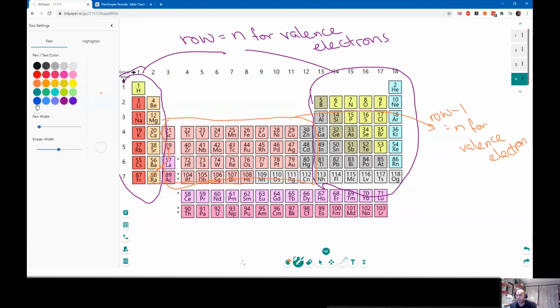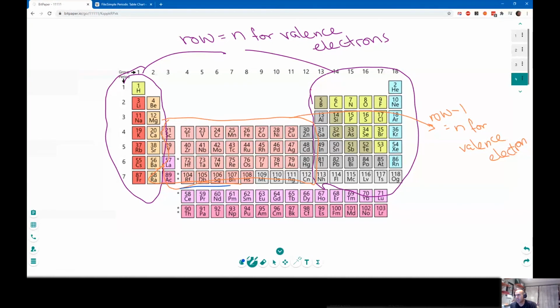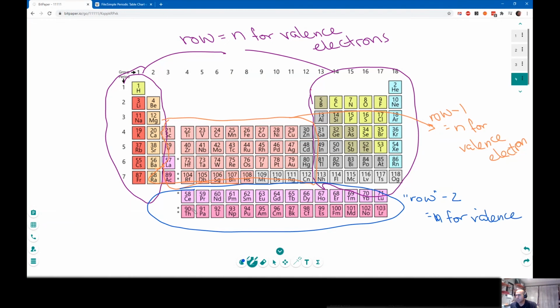When we get to these guys here, the lanthanides and actinides, it's not really the row because they're sort of popped out. It's the row minus 2 equals the n for the valence electrons. So for example, cerium is in row 6, so its valence electrons are going to be in 4f. Thallium here is going to be in row 7, and so its valence are going to be in 5f.